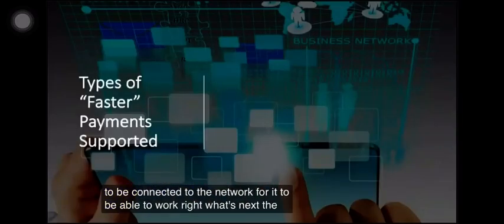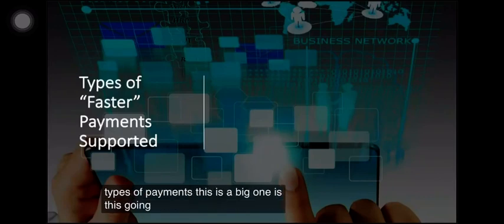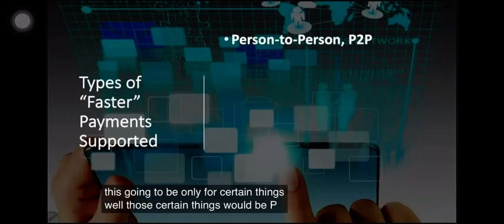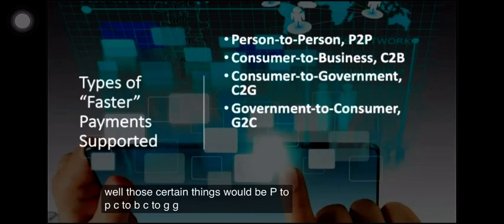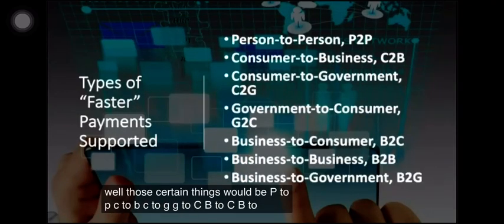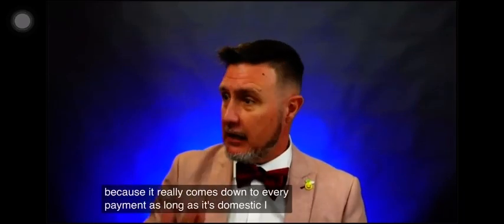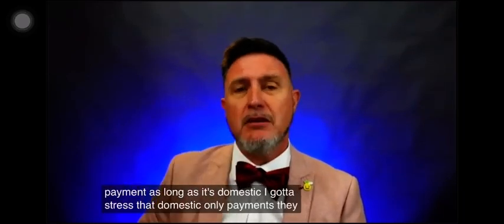Right? What's next? The types of payments. This is a big one. Is this going to be only for certain things? Well, those certain things would be P2P, C2B, C2G, G2C, B2C, B2B, B2G, and any other two letters that you want to put together with a 2 in the middle. Because it really comes down to every payment, as long as it's domestic, I got to stress that, domestic only payments, they can be used in FedNow.